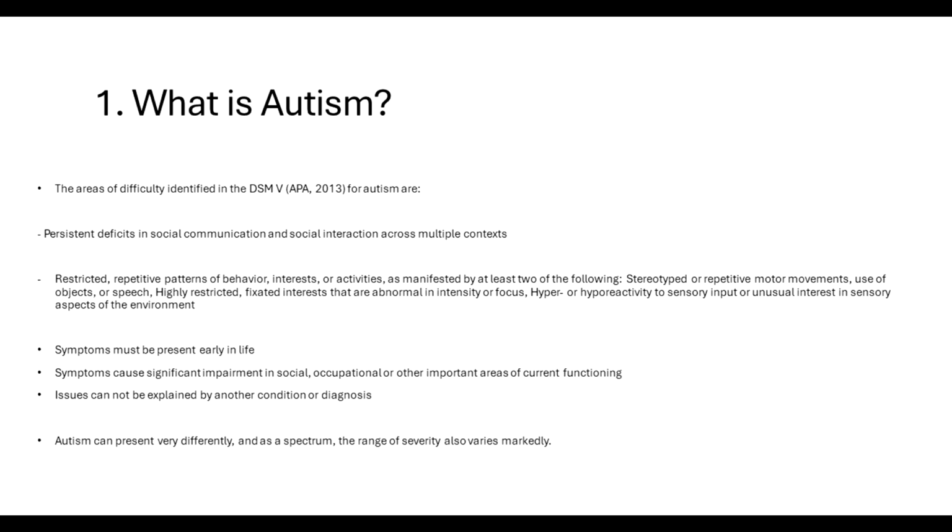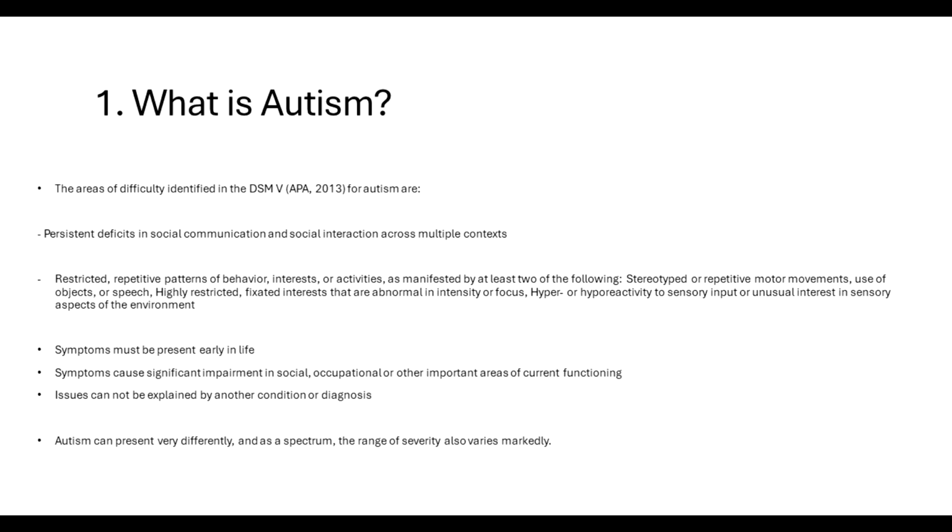They can be hypo or hyperreactive to sensory input. So they may be oversensitive or undersensitive. They may mix or not experience sensory elements in the same way as us. Or they may have unusual interest in sensory aspects of the environment.